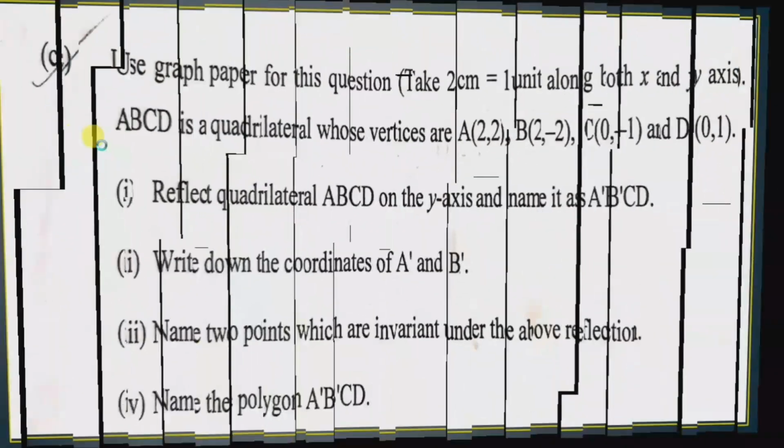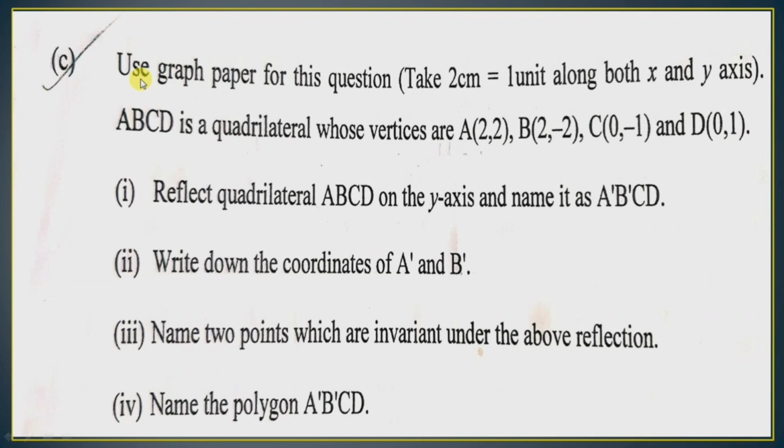Now my next question is, use a graph paper for this question. Take 2 cm equal to 1 unit along both x and y axis. ABCD is a quadrilateral whose vertices are A (2, 2), B (2, -4), C (0, -1), and D (0, 1). Sub number 1. Reflect the quadrilateral ABCD on the y-axis and name it as A dash, B dash, C dash, D dash.